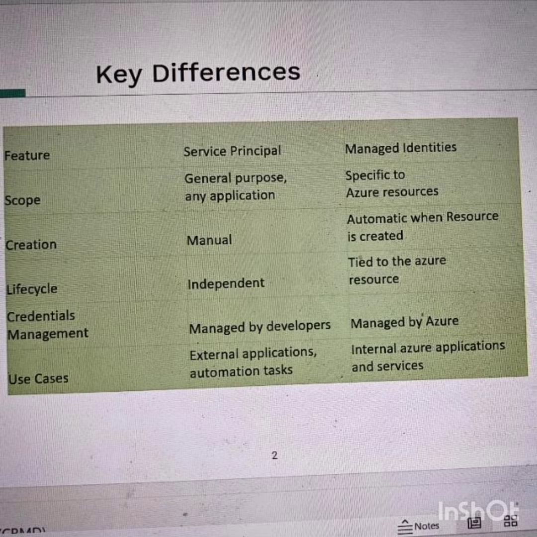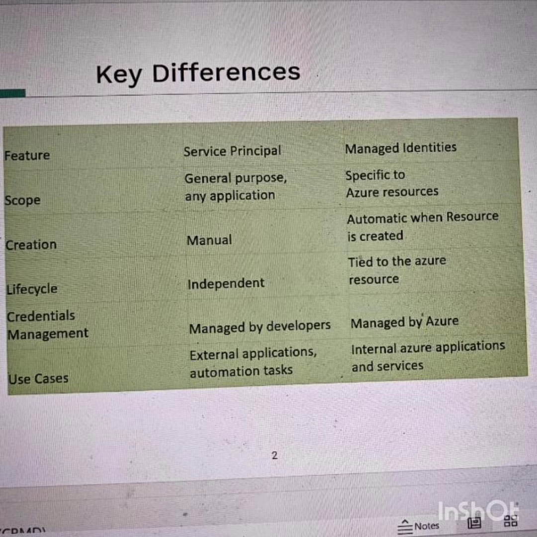Here are the key differences of the service principal and the managed identity. With regard to the scope, a service principal is a general purpose authentication account and it could be used for any application, external applications as well. But managed identities are specific to the Azure resources.